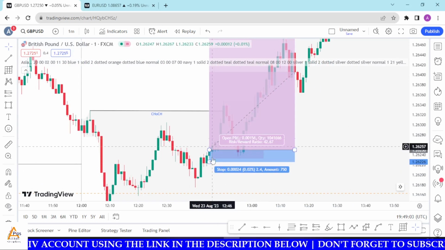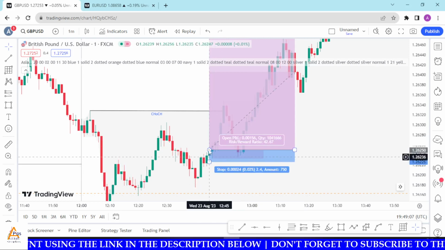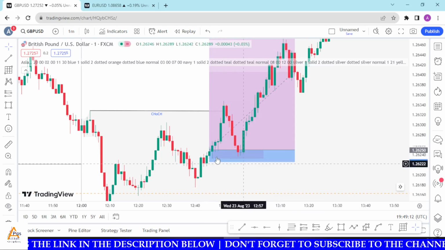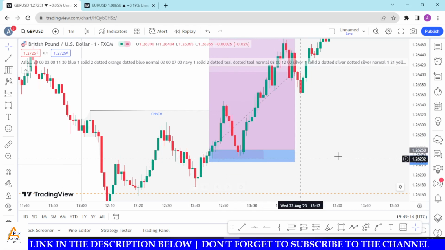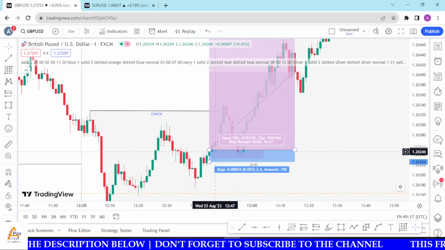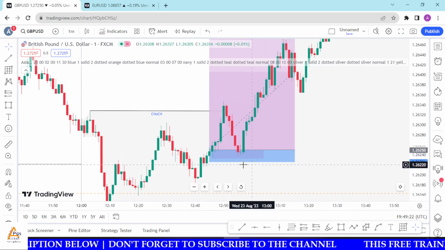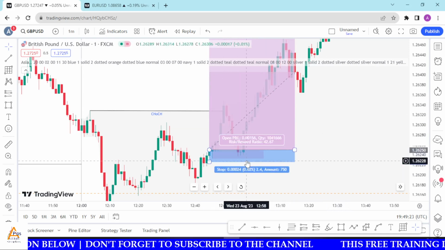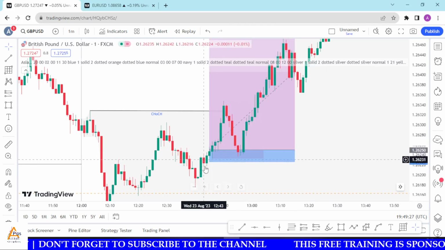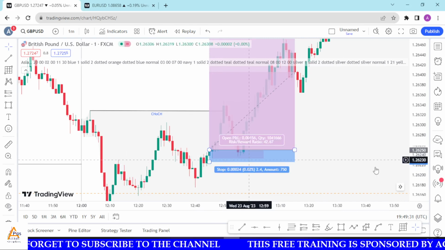Okay, so this particular guy, it took the low of this guy, so this is a valid pullback. So that is where the inducement was, and it still also was our unmitigated demand. So we call it a hidden demand. So this was where I spotted it. Once price came in, all I needed to do is to take my trade, because I know there is inducement, but below it we have the extreme. So this is my decisional OB.